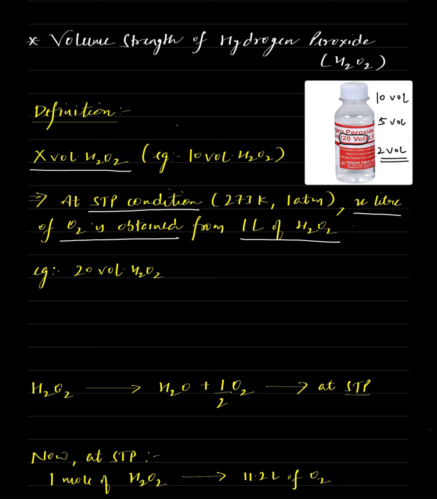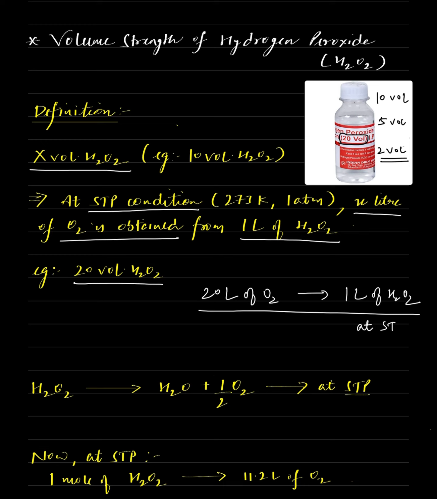So if we say 10 volume strength of H2O2, that means 10 liter O2 is obtained from 1 liter of H2O2. If we say 20 volume strength of H2O2, that means 20 liter of O2 is obtained from 1 liter of H2O2. This is the simple definition of volume strength of hydrogen peroxide. But the conditions must be STP conditions.